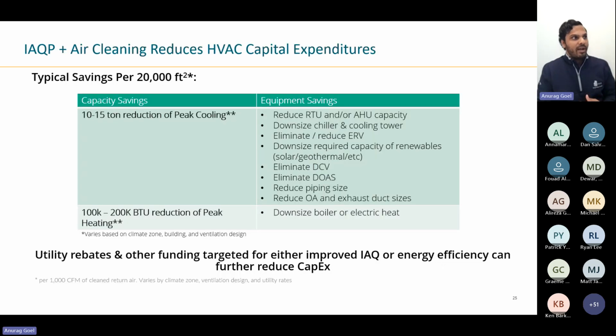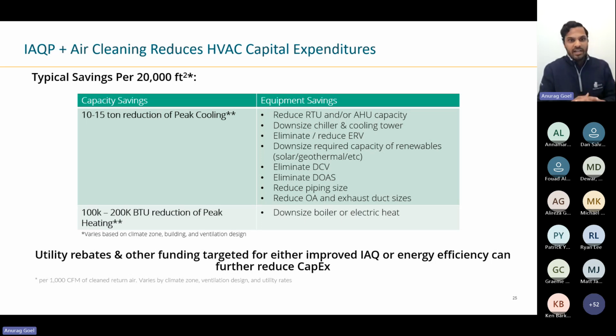So some rules of thumb on the benefits that IAQP can provide is typically on a 20,000 square foot basis. With the IAQP, you can reduce about 60 to 70% outdoor air relative to the VRP. That equates to about 2,000 CFM in outdoor air reduction, which equates to about 10 to 15 tons in peak cooling load reduction and 100 to 200 MBH in peak heating load reduction.